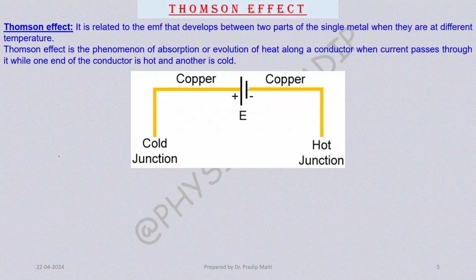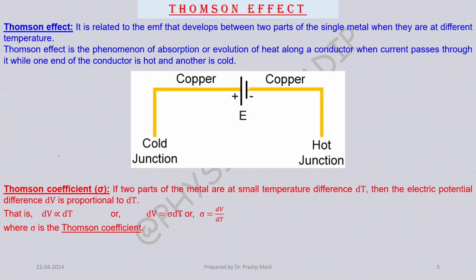Now the Thomson effect. If a metallic wire has a non-uniform temperature and a current is passed through it, then heat may be absorbed or produced in different sections of the wire. This heat is over and above the Joule heat I squared RT and is called Thomson heat. The effect itself is called the Thomson effect. So the Thomson effect is the phenomenon of absorption or evolution of heat along a conductor when current passes through it, while one end of the conductor is hot and the other end is cold.